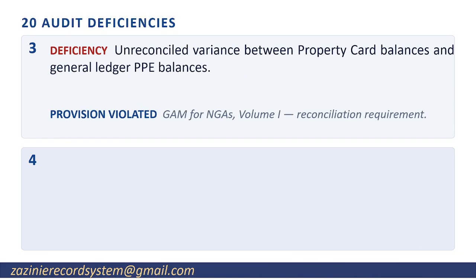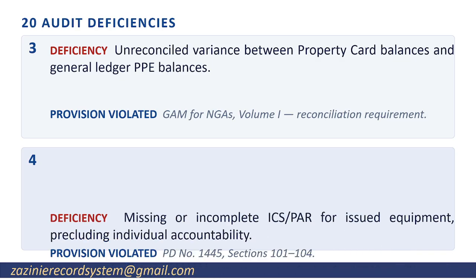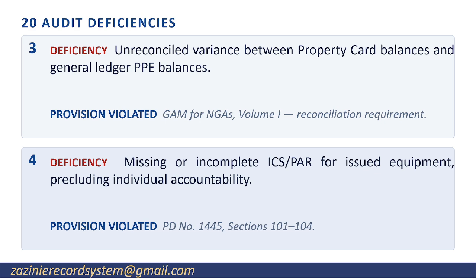20 audit deficiencies. Number 3. Deficiency: unreconciled variance between property card balances and general ledger PPE balances. Number 4. Deficiency: missing or incomplete ICS or PAR for issued equipment, precluding individual accountability.